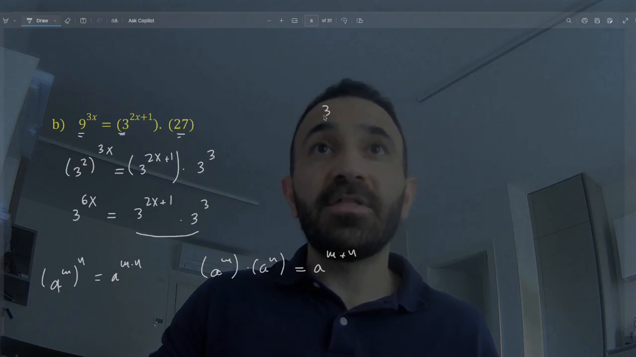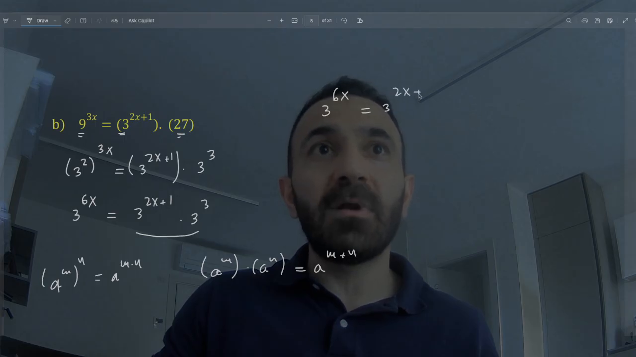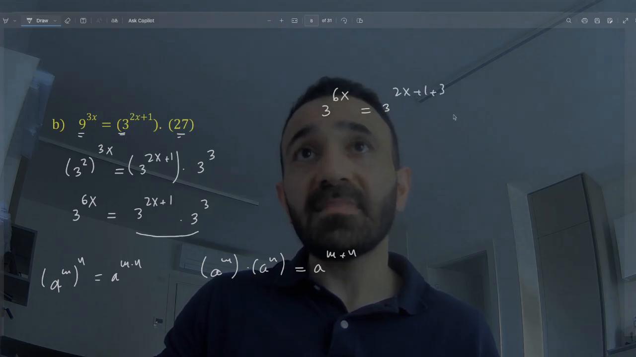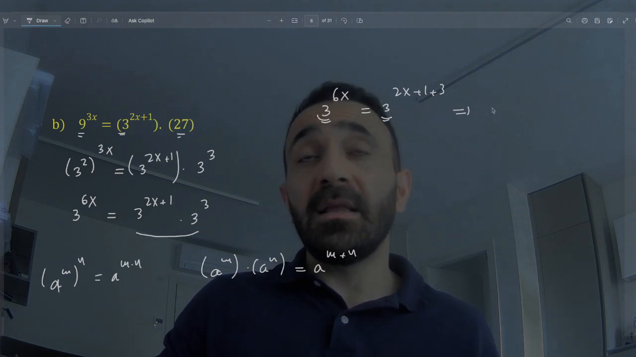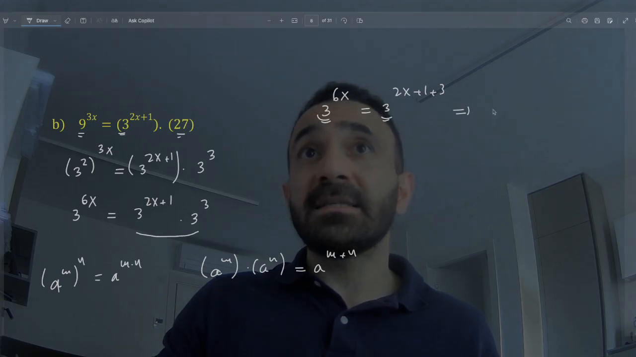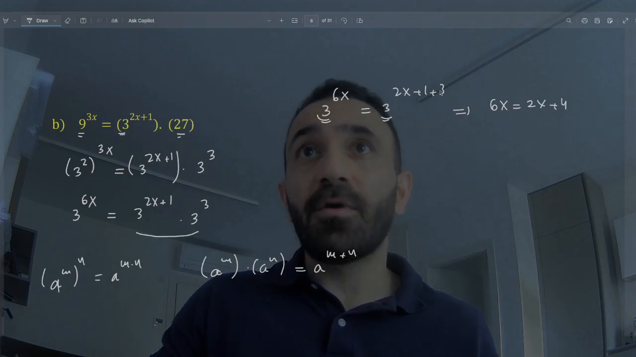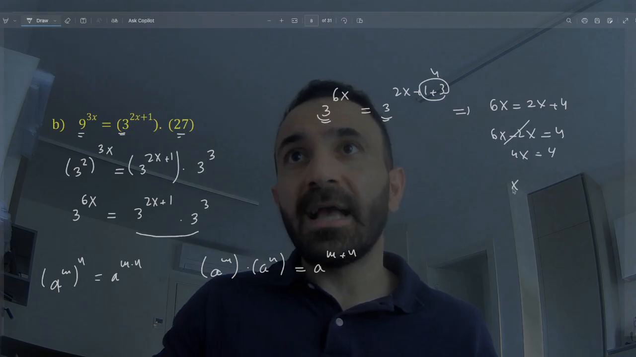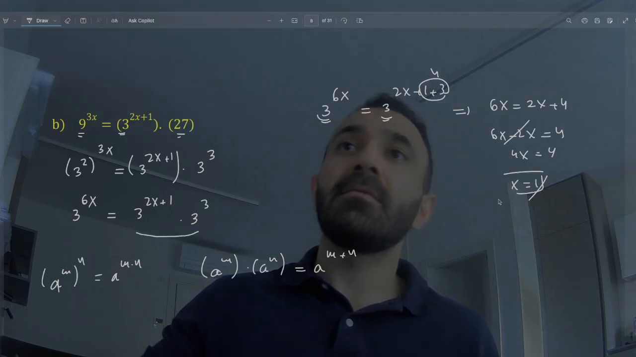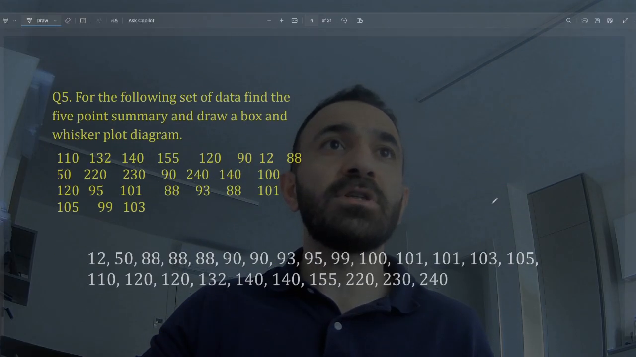So I can write 3 to the power of 6x equals 3 to the power of 2x plus 1 plus 3. Now, since I have the same base on both sides, I can say 6x equals 2x plus 4. 3 plus 1 is 4. So 6x minus 2x equals 4. 4x equals 4. So x equals 1. That's it. This is the solution of this question.